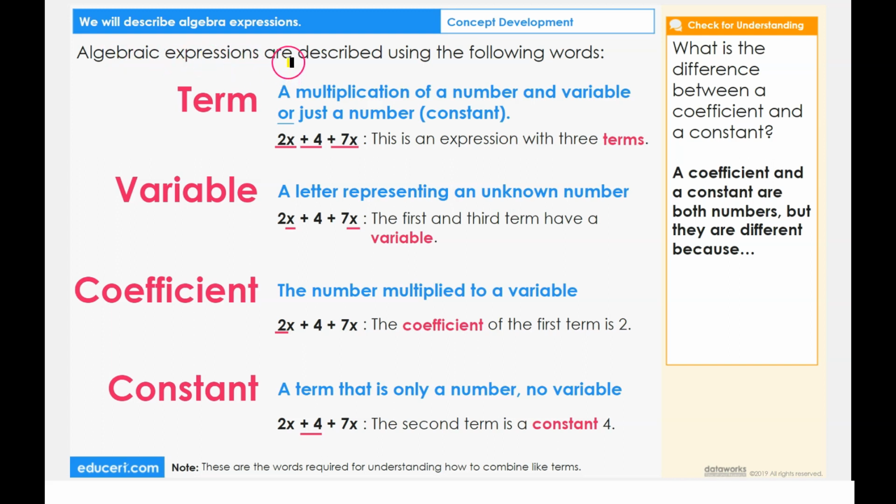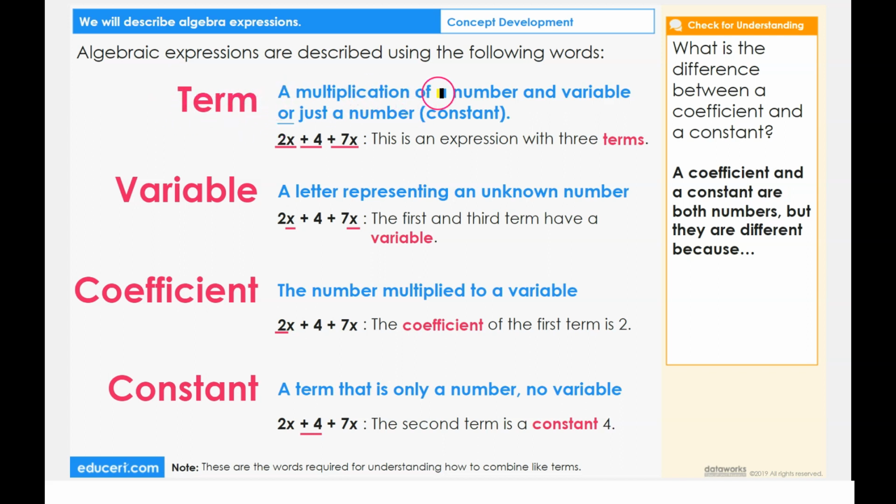Algebraic expressions are described using the following words. We have 4 words here that we're going to go over the meaning of. Take a look at an example for each of these vocabulary words, and then answer a check for understanding question. Let's start with the first word, term.